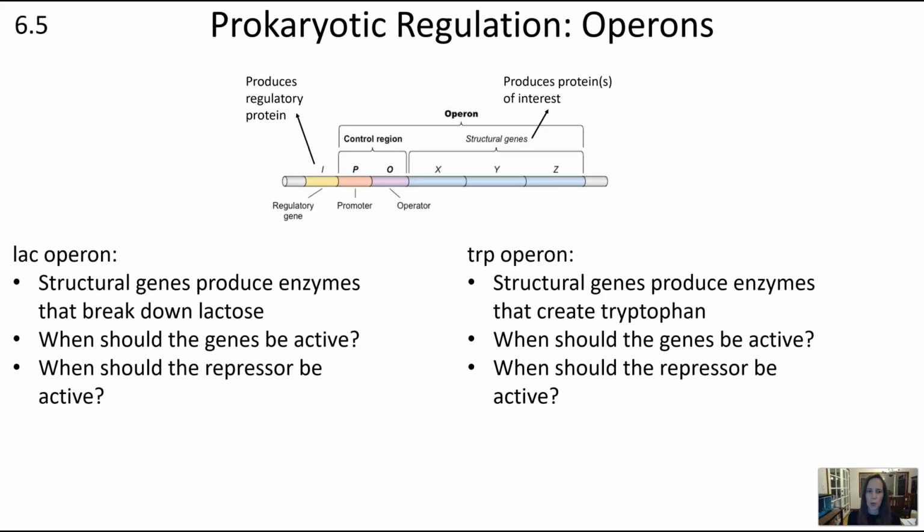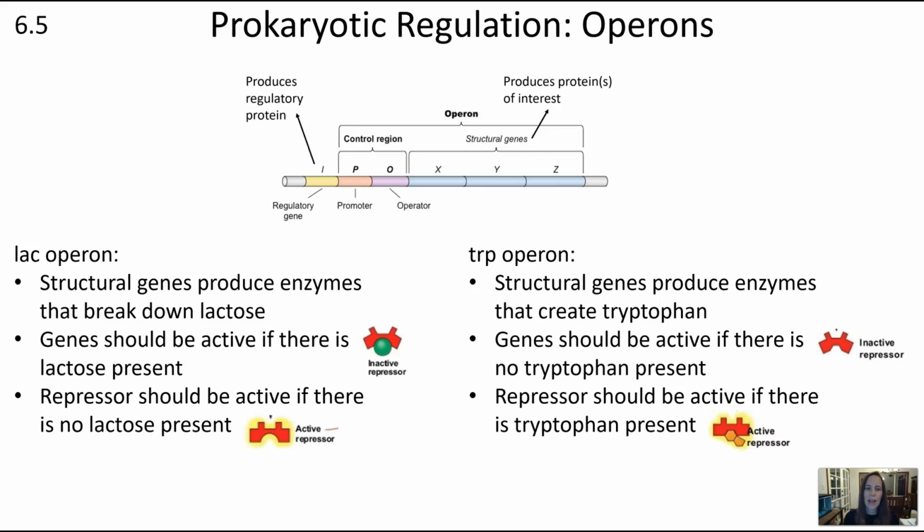In a lac operon, structural genes produce enzymes that break down lactose. So in that generalized diagram, think of structural genes X, Y, Z as producing enzymes that break down lactose. In this case, when should those genes be active? From a fitness standpoint, when would you want those genes to be turned on? And when should the repressor be active? I have the same questions for the example of a trp operon. In this example, those structural genes are going to produce enzymes that create tryptophan. When should the genes be active and when should the repressor be active?